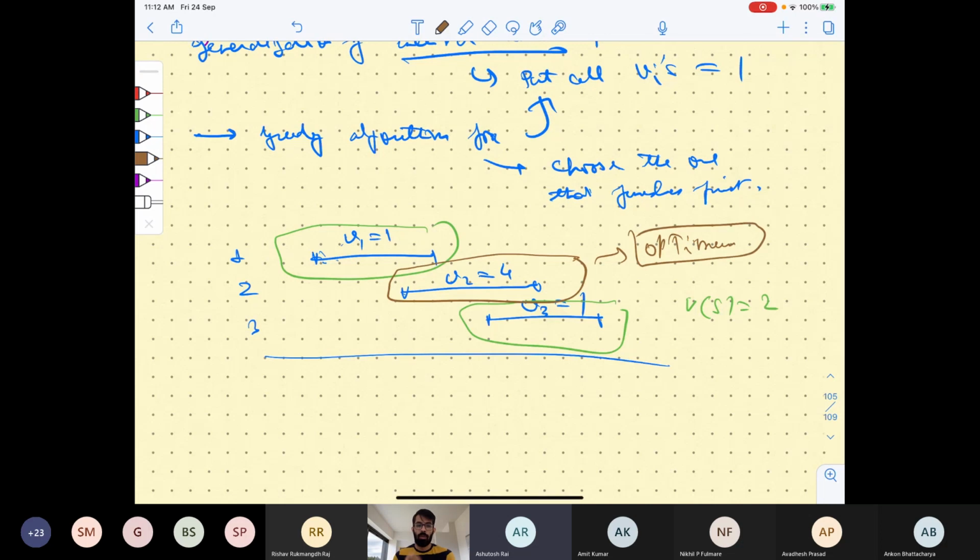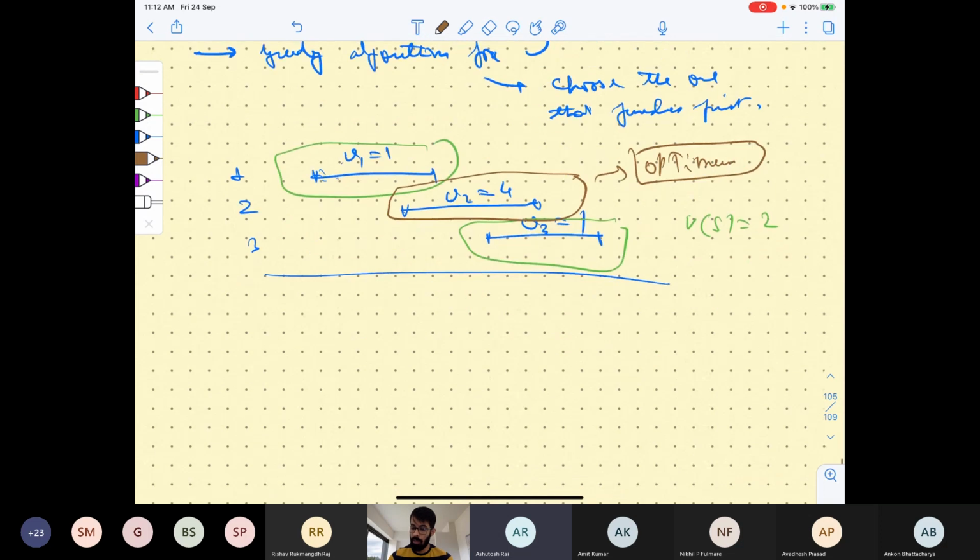And you can go and see that actually no greedy strategy works for this problem. For each of them, you will be able to find a counterexample. Okay, so then how do we go about it? How do we end up solving this problem?